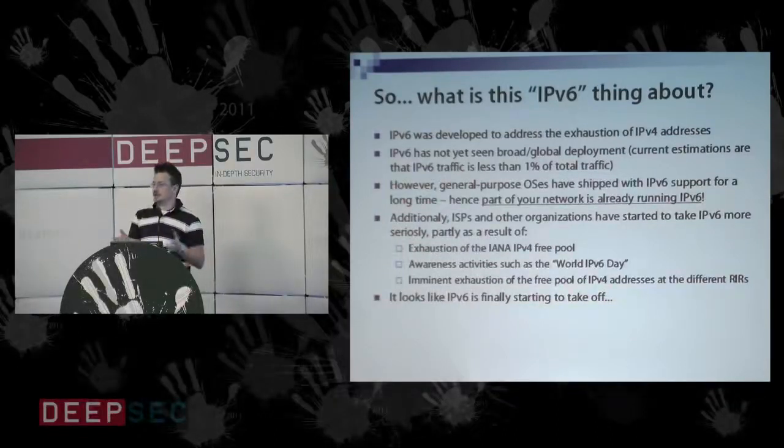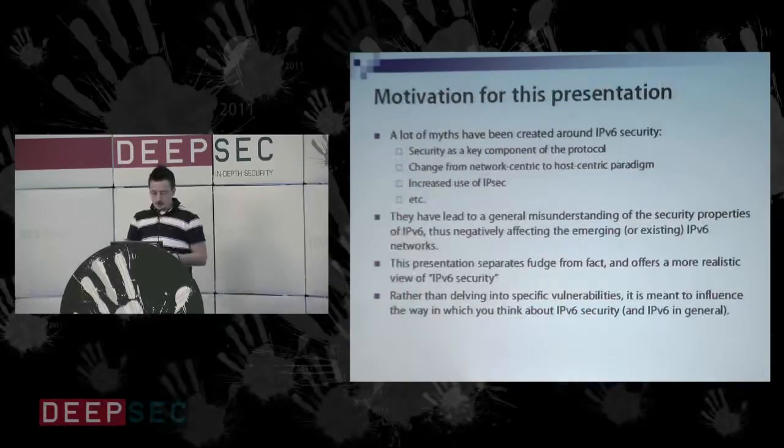So these organizations started to consider the point at which they would not be able to get any more IPv4 addresses from the regional registries. As a result of all of these events, it looks like IPv6 is finally taking off, in the sense that most organizations are at the very least having some kind of plan about what to do with it. It doesn't mean that they are deploying it right now, but they have something in mind to do about it. So what's the motivation of this presentation?